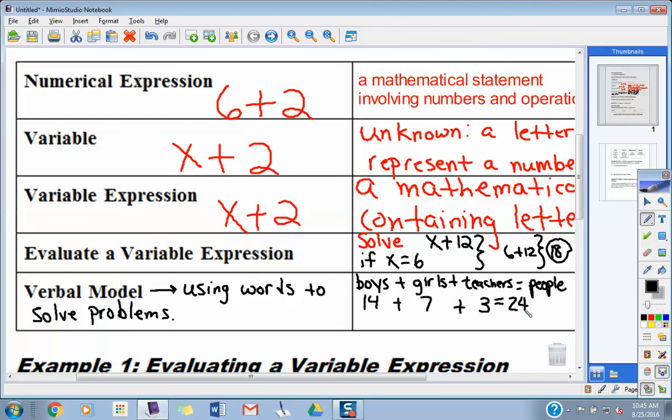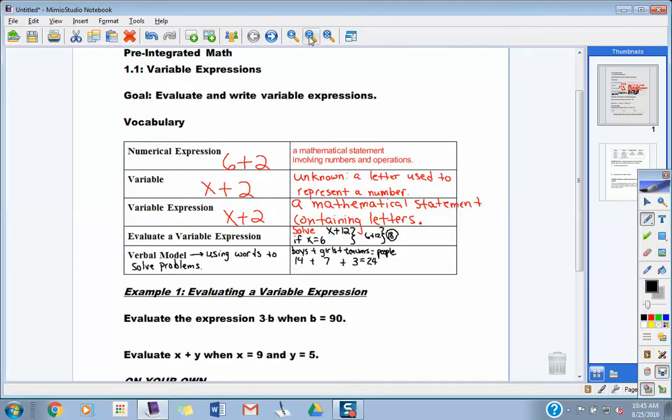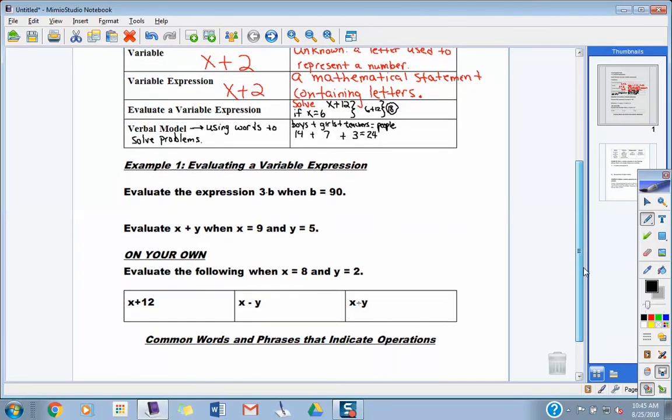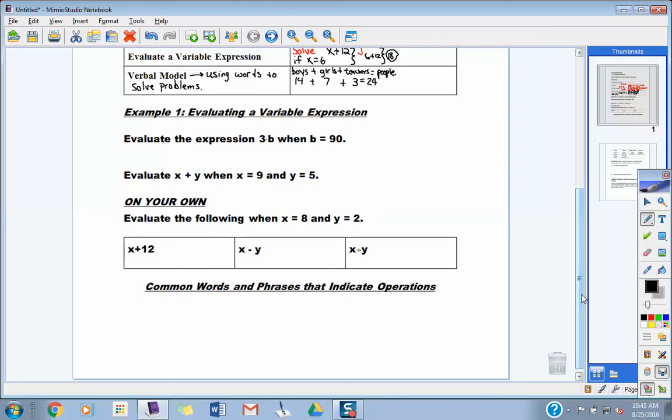All right, so that's the vocab we need to get through. So let's get to the meat. Let's get to this right here. I think you guys are going to get this. It says evaluate the expression 3 times b when b is what value? What's your b value here, guys? 90. So it says basically take 3 times what here, guys? 3 times 90. So to evaluate this, b gets replaced with 90 right there. So to evaluate this expression, 3 times 90, what is that value? Nathan? 270. Very good.